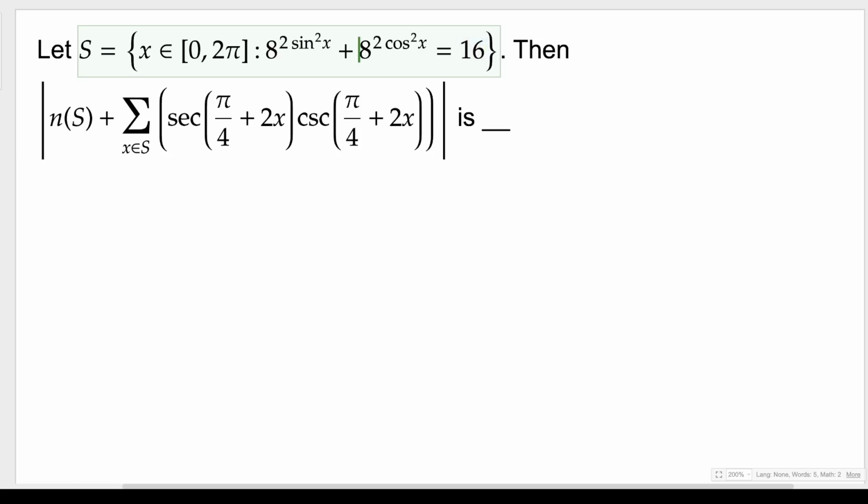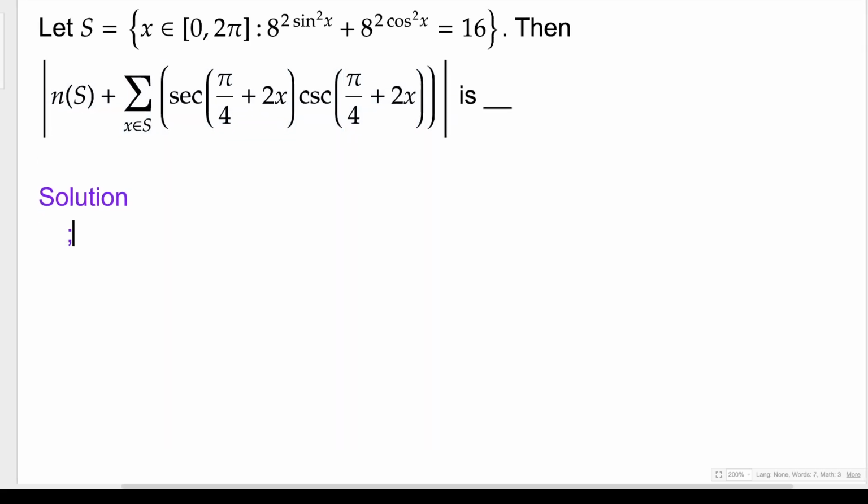In that case we need to compute this particular expression: the number of elements present in set S plus the sum of this particular term, where in x I will be substituting those values which are present in set S. Let us say the set S contains elements like 1, 2, 3. First for x I will substitute 1, then 2, and then 3, and take the summation. After computing the sub expression, whatever the value is, we need to compute the absolute value of that.